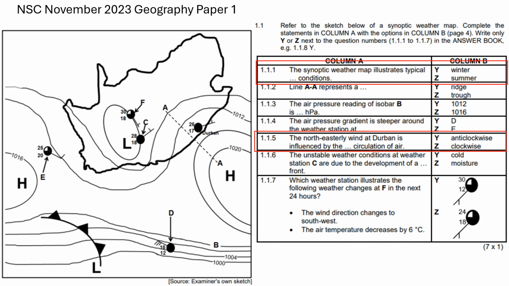Let's have a look at some questions from the NSC paper for Geography Paper 1 of November 2023. This is question number 1.1, where it says refer to the sketch of a synoptic weather map. Complete the statements in column A with the options in column B. Write only the letter Y or Z next to the question number in the answer book.